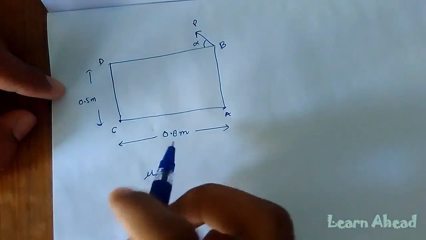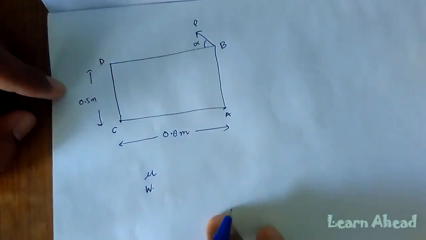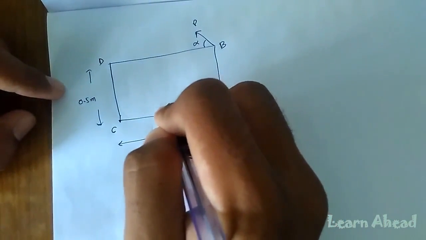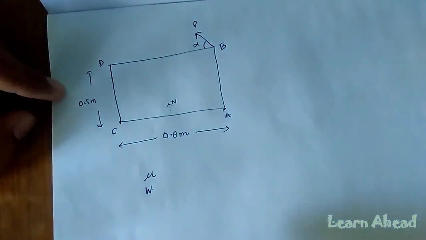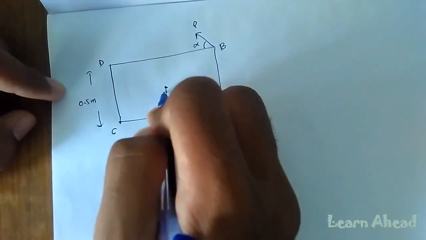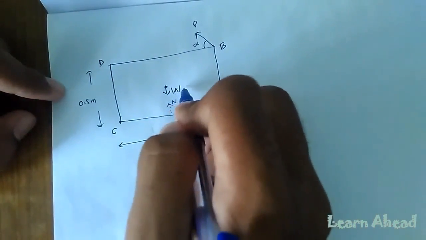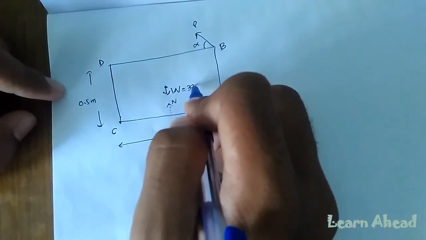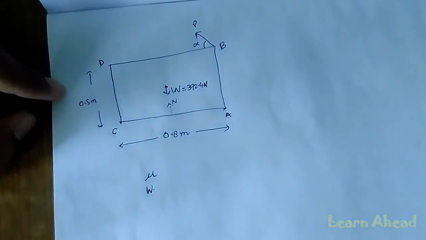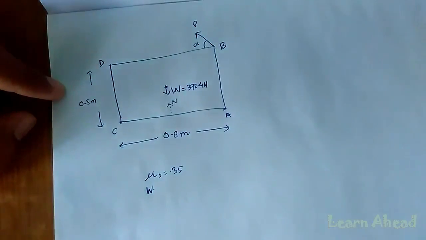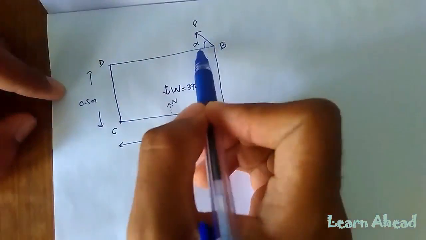Now mu is known, W is known. Now there will be some normal reaction here. I have shown it with dotted line because of a reason which I will discuss later, and there is a force W. W is known. It is given to be 40 kg force. Now when I convert it, it becomes 392.4 Newton, mg. Mu s is known, it is 0.35. Now first of all, I will determine the total number of variables. Now there are two variables, P and alpha.